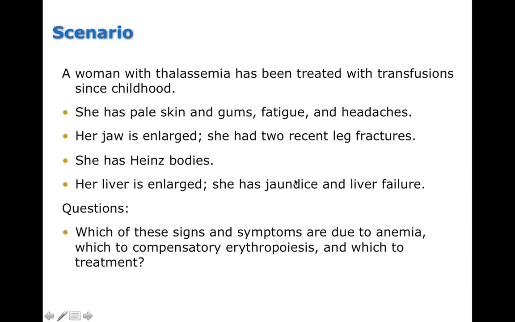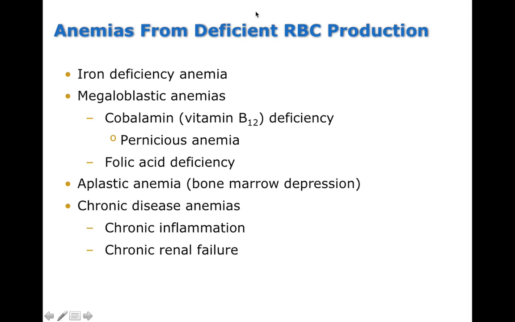Well, that's come from the anemia as well, because the jaundice here is going to be associated with liver failure, and the liver might be failing due to increased stress from trying to remove those damaged red blood cells. Now, there are also red blood cell disorders that come from deficient red blood cell production.